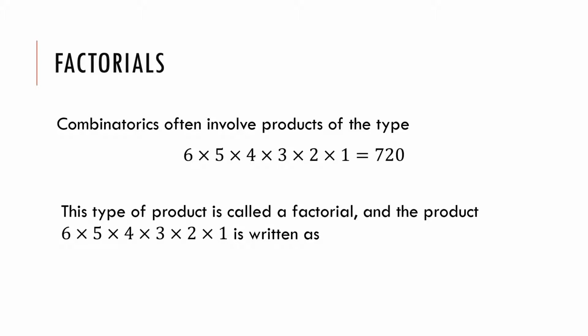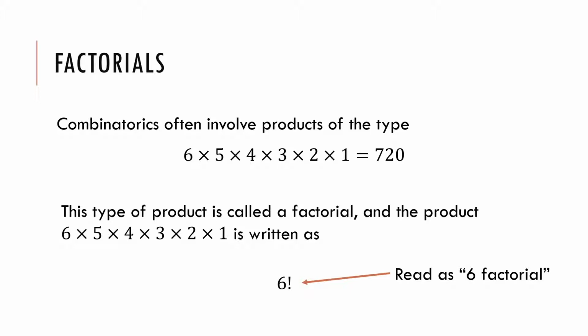This type of product is called a factorial. Instead of writing that all out, because that's really long, and you can imagine how long it would get if you were doing something like 100 times 99 times 98, and then all the way down to 1, that would be way too long to write out. So we have some shorthand notation to write out factorials. A product of the type 6 times 5 times 4 times 3 times 2 times 1 is written as 6 with a little exclamation point, and this is read as 6 factorial.